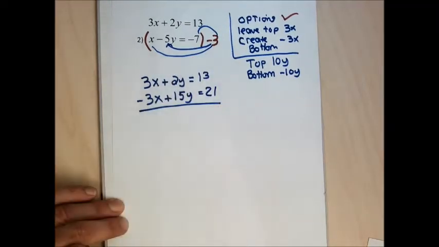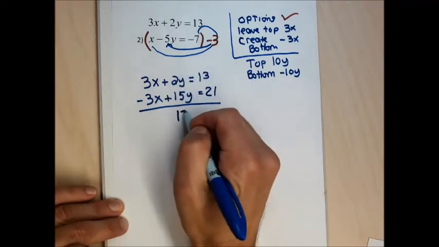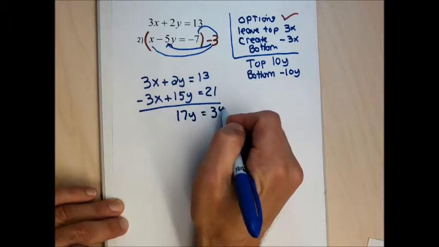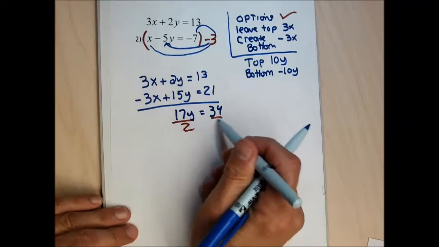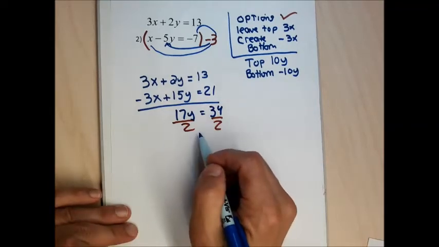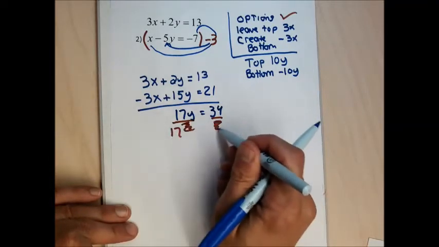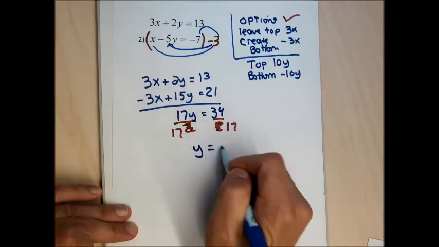The x's are going to drop out, and then I'm going to go 2y plus 15y is 17y, 21 plus 13 is 34. I'm going to divide by 17 and get y equal to 2. 17 is the number in front of the y. 2 winds up to be the answer.